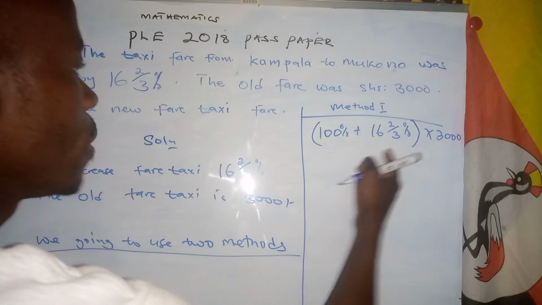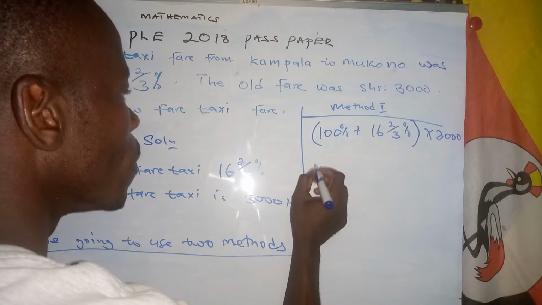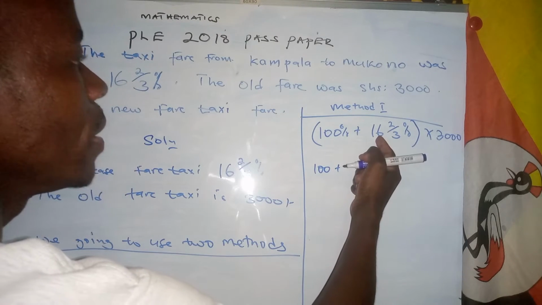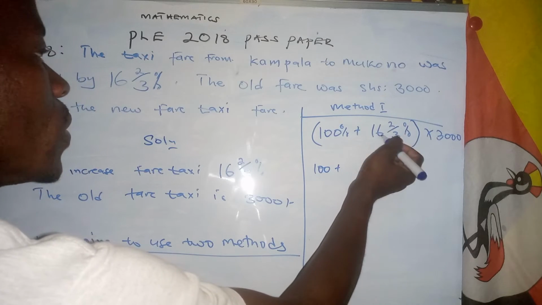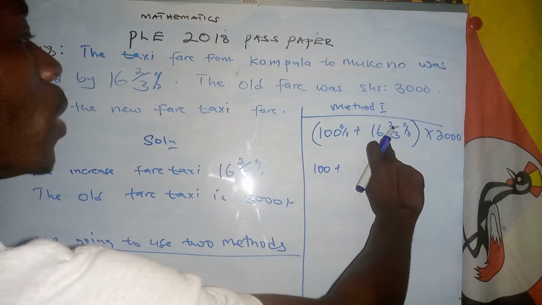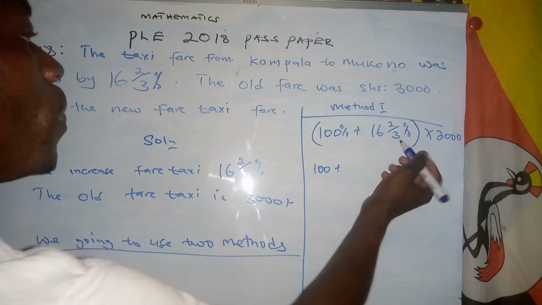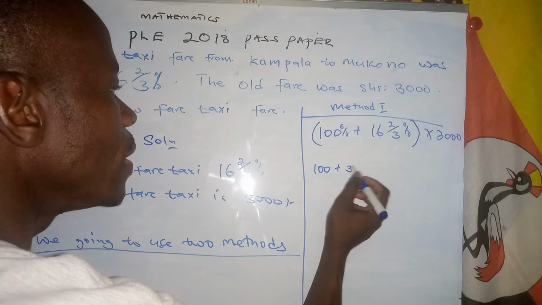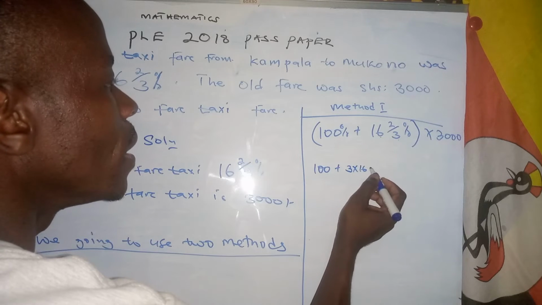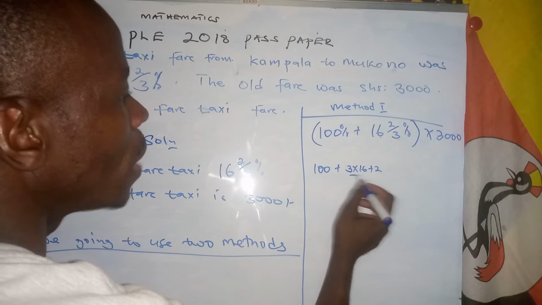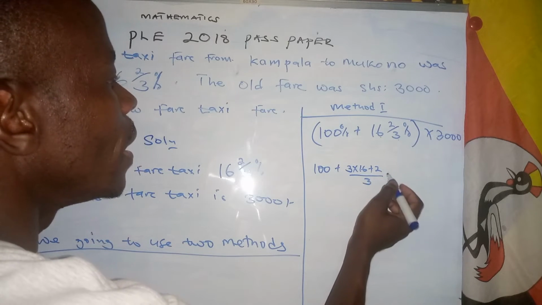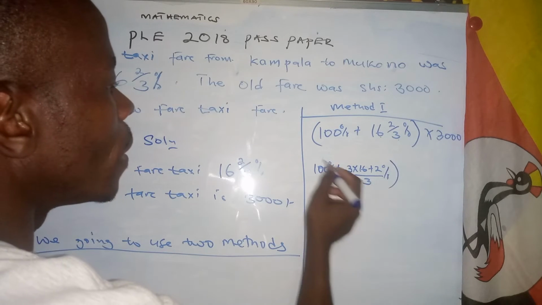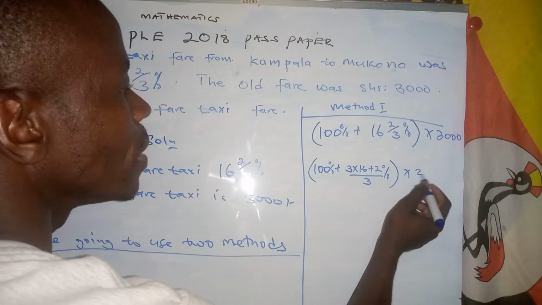First we open the bracket: 100 plus, and this 16 is a mixed fraction, so we change this mixed fraction to an improper fraction. We multiply 3 times 16 plus 2, out of 3%, times 3,000.